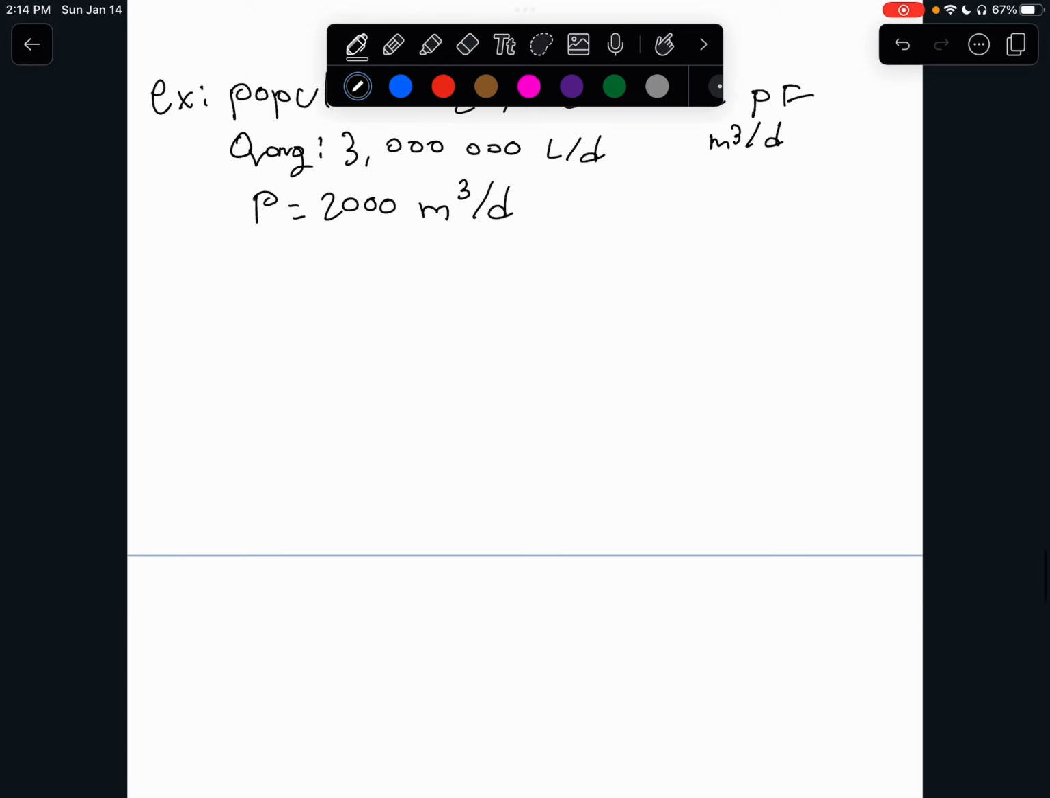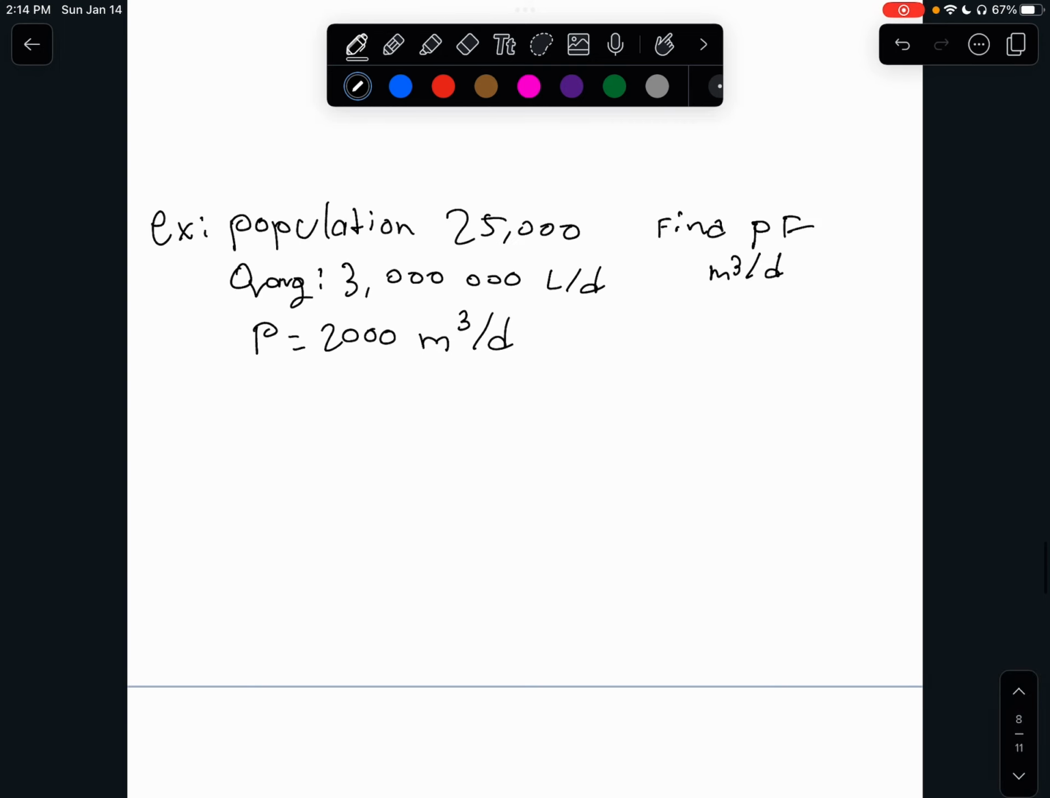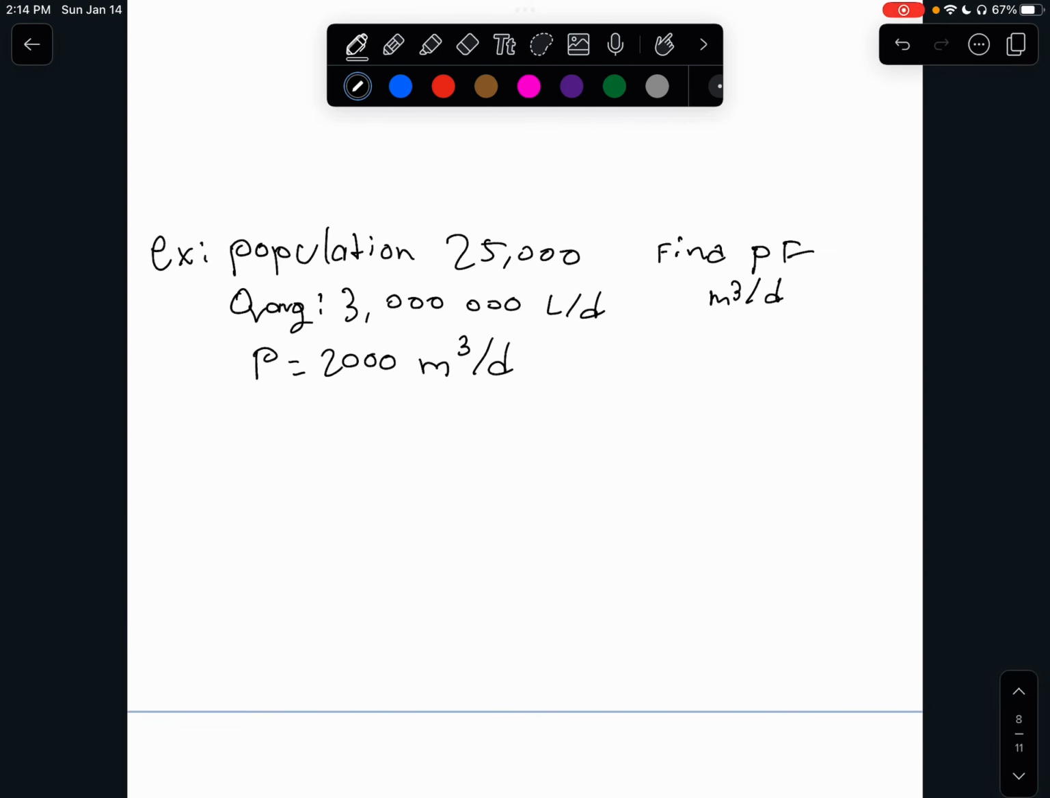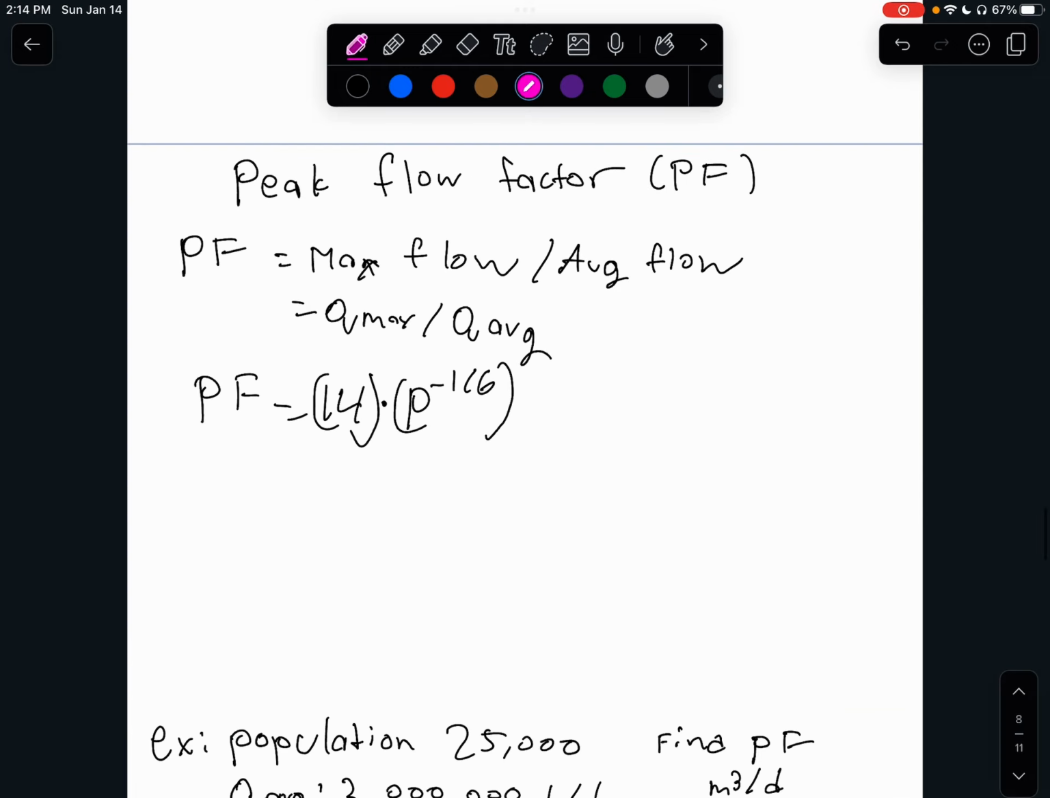So for our solution, we're going to change this color to pink. PF, remember, PF equals 14 times P to the power of -1/6. Using BEDMAS rules, we're going to add this up to 14. So P, actually, I forgot to mention, I should mention this over here, is the population.